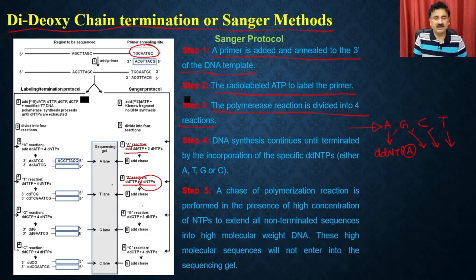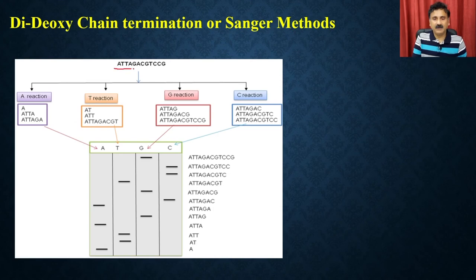If you perform all these, wherever you have an A, it is going to stop the growth of that DNA synthesis. Same is true for T, G, and C. And then you take these reactions and analyze them on high resolution gels. This is what is going to happen. If this is the sequence you are analyzing, it is going to give you the A reaction, T reaction, G reaction, and C reaction. So what you see here is that in the A reactions, all the places where you have A.